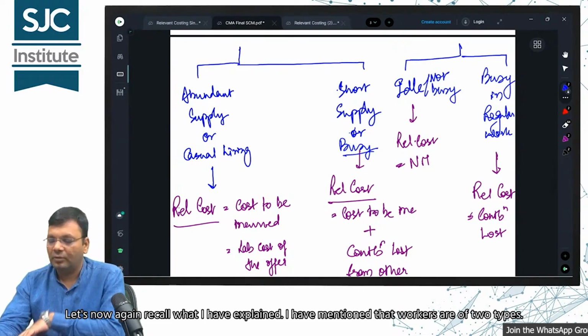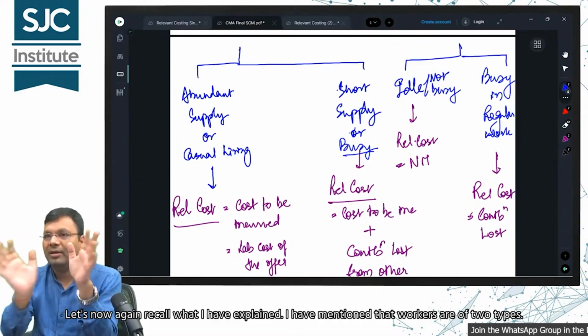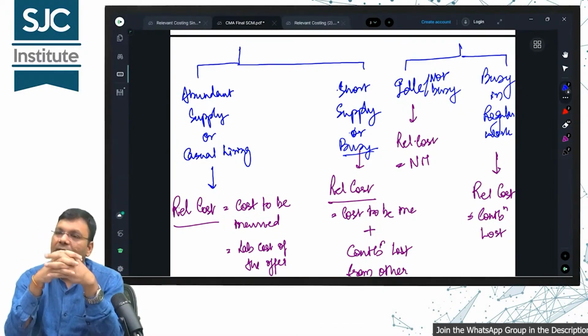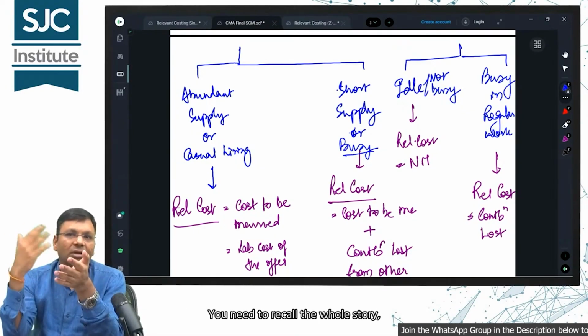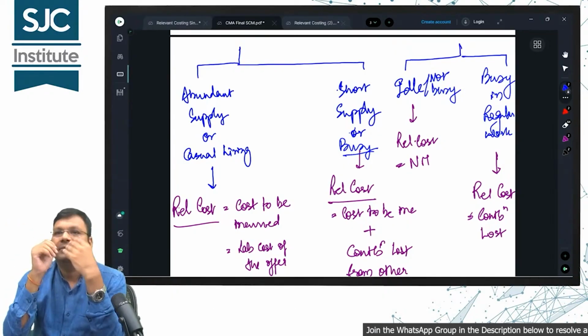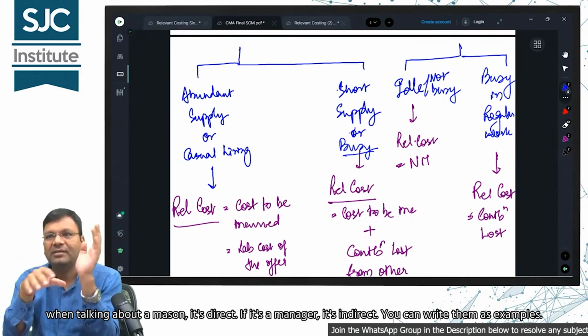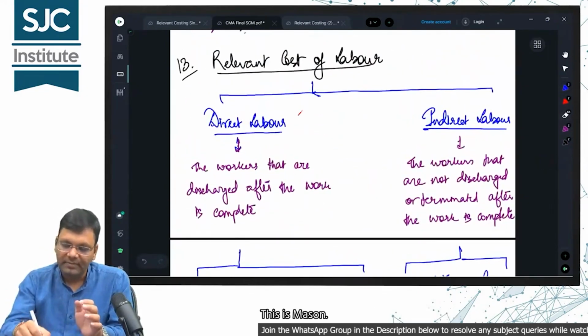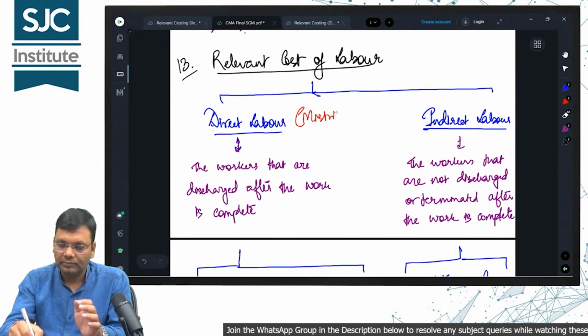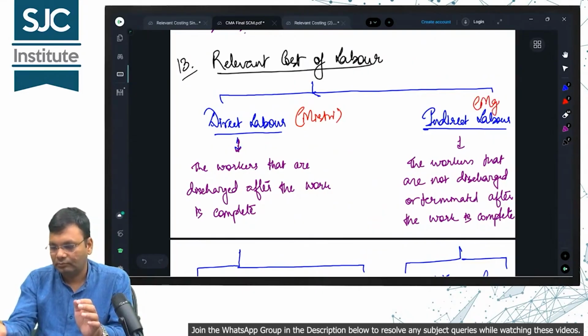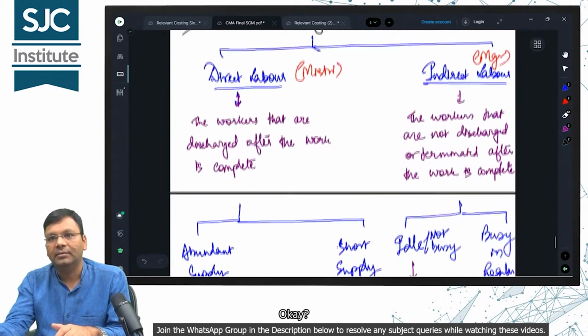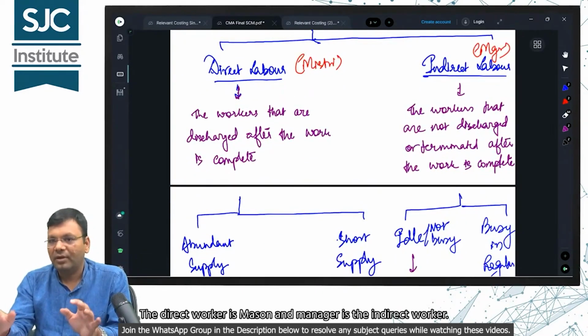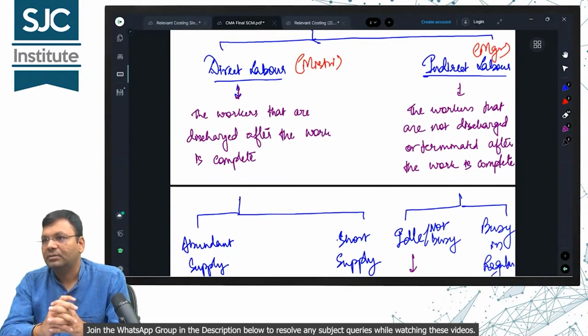Let's now again recall what I have explained. I have mentioned that workers are of two types, direct and indirect. You need to recall the whole story. When talking about a mason, it's direct. If it's a manager, it's indirect. You can write them as examples. This is mason. This is manager. The direct worker is mason and the manager is the indirect worker.